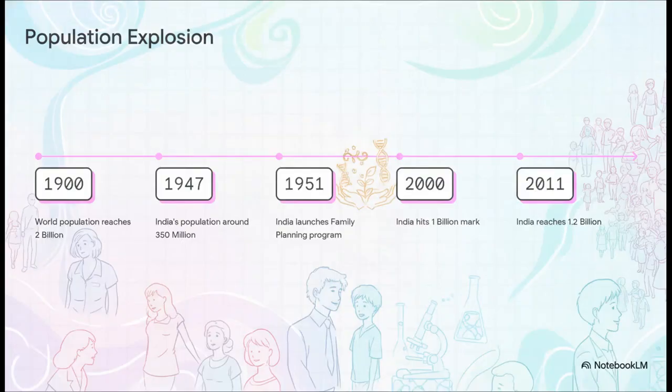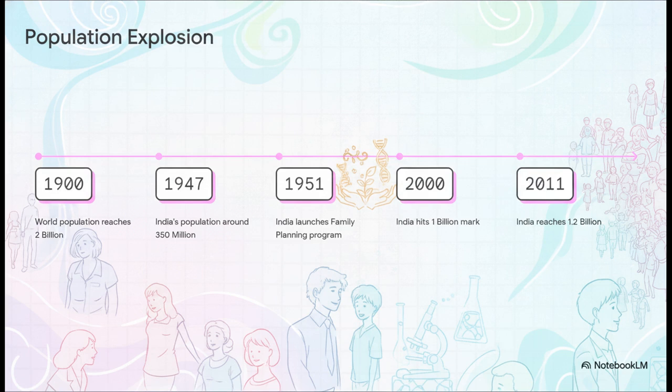And the numbers really show why this topic is so incredibly urgent. Just think about these stats. In 1900, the world population was 2 billion. By the time of India's independence, around 1947, our population was roughly 350 million. But notice that 1951 mark. India was actually the very first country in the entire world to launch a family planning program. We should absolutely be proud of that.